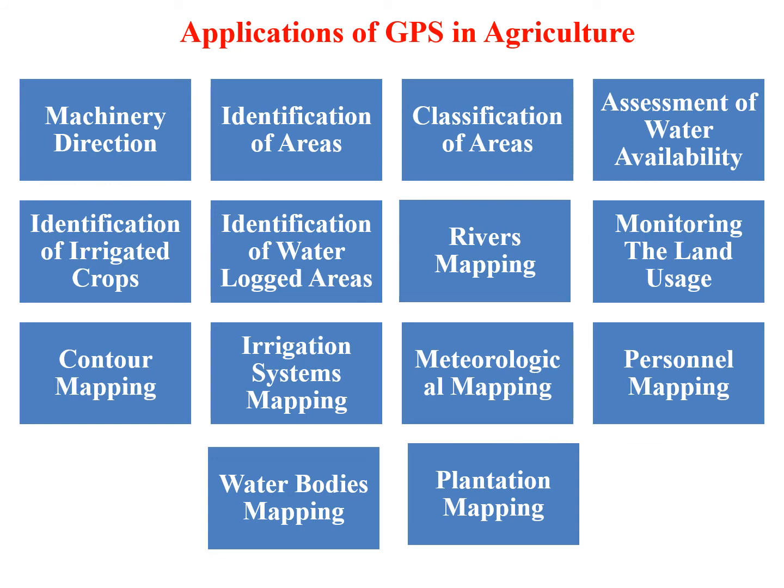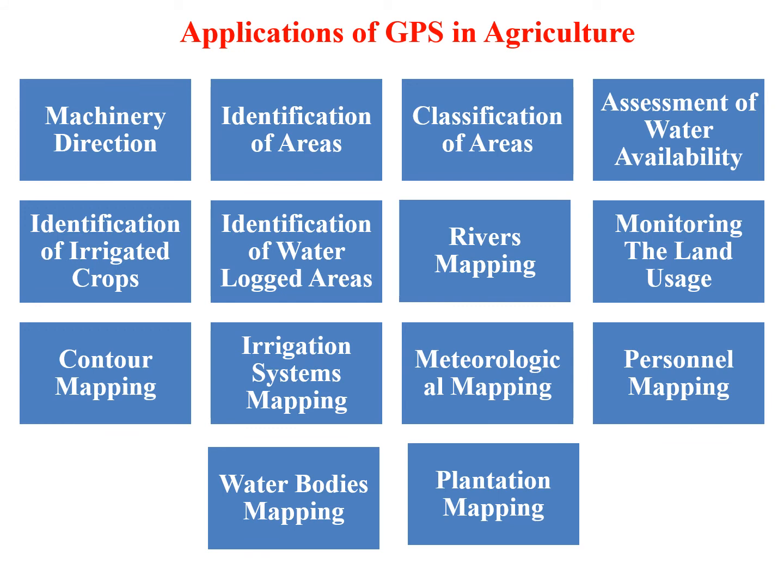Assessment for the availability of water in an area. GPS has been used in the assessment of the availability of water or water sources within a given locality. Water sources such as rivers or canals can easily be singled out using GPS.